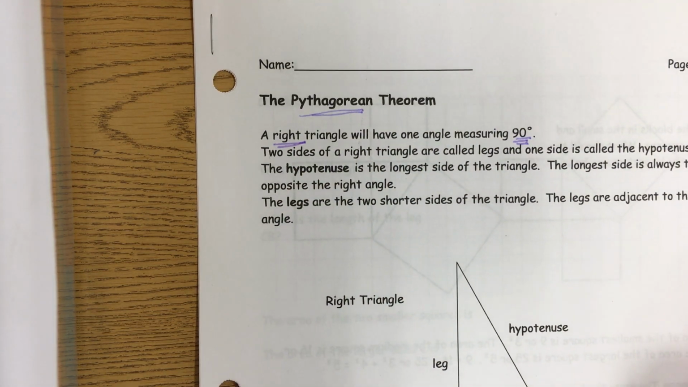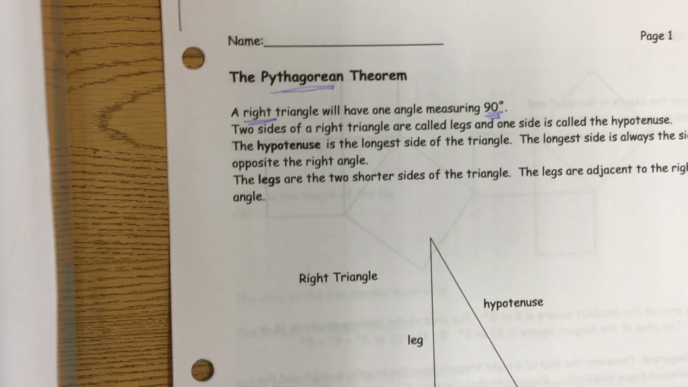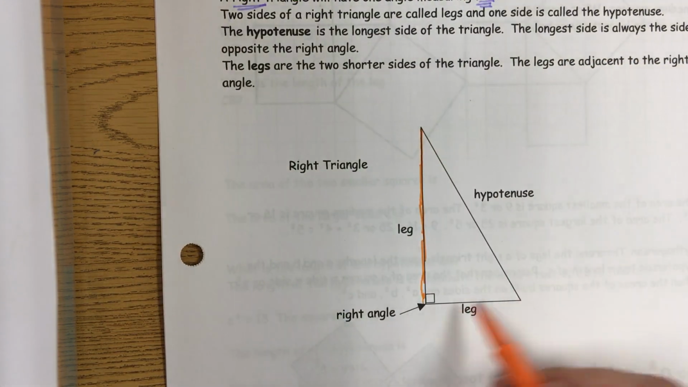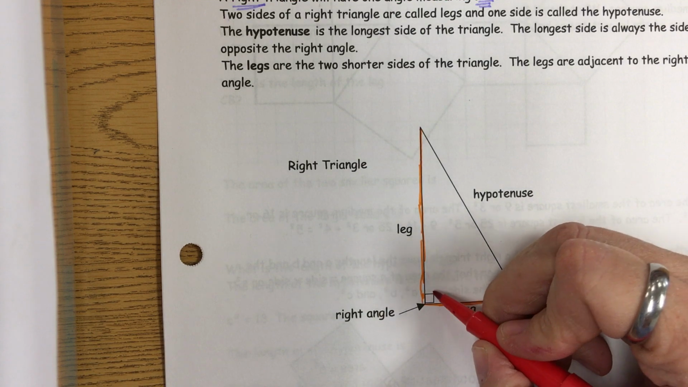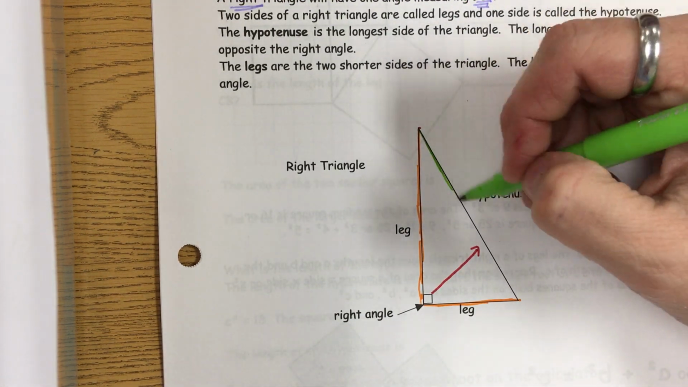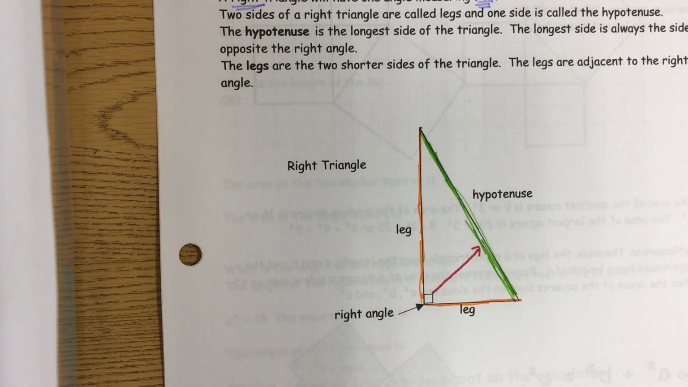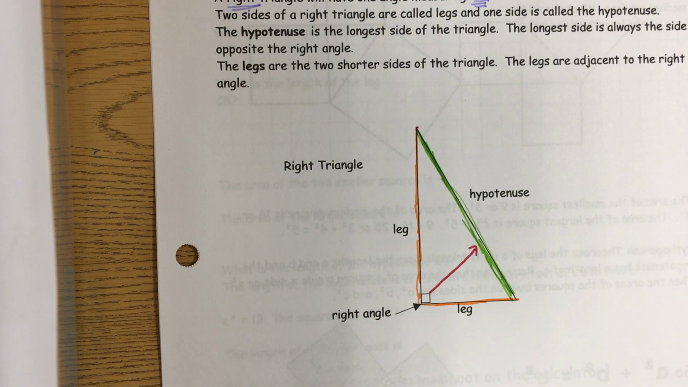In that right triangle, there has to be one angle of 90 degrees. Two sides of the right triangle are called legs. So if I look at this, these right here are called the legs. And then the side that is across from the right angle, oh, I should use a different color. We'll use green. This right here would be the hypotenuse. Okay, so that would be the hypotenuse. We have two legs. They make up the right angle, and then we have the hypotenuse.